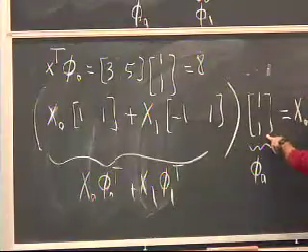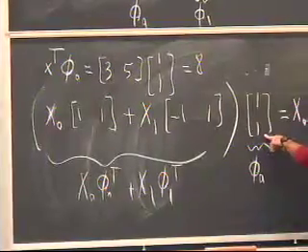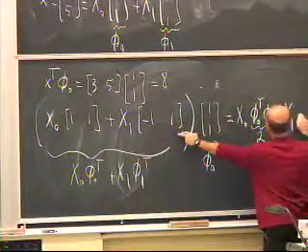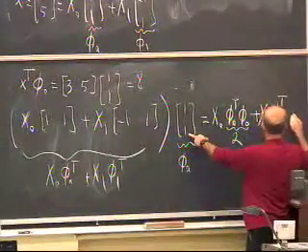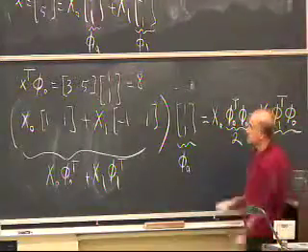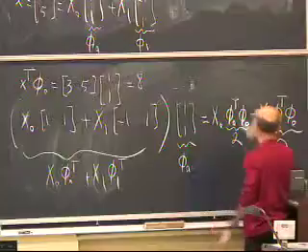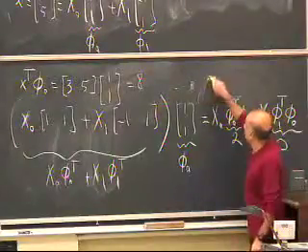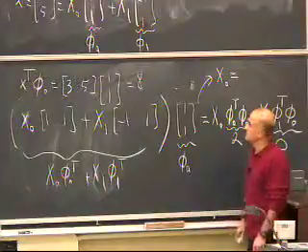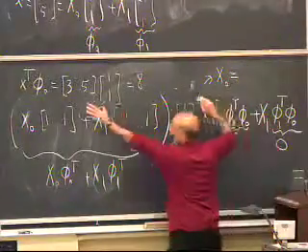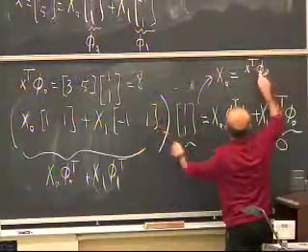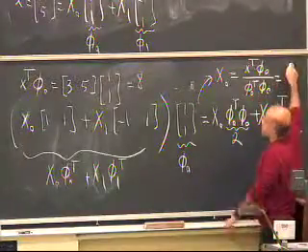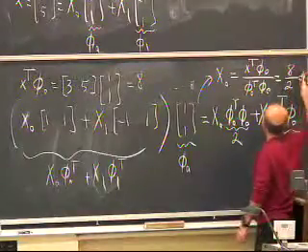x naught, phi naught dot product with phi naught, which happens to be 2, plus x1, phi 1 dot product with phi naught. And what happens when you take this dot product? 0. Okay? So how do you find x naught? X naught equals x transpose phi naught over phi naught transpose phi naught. And that's equal to 8 over 2, which is 4.